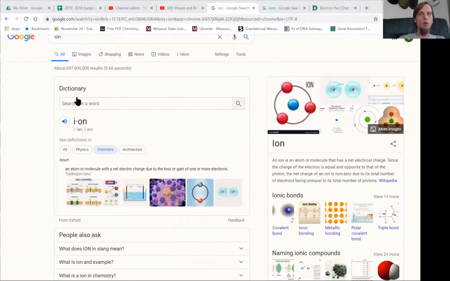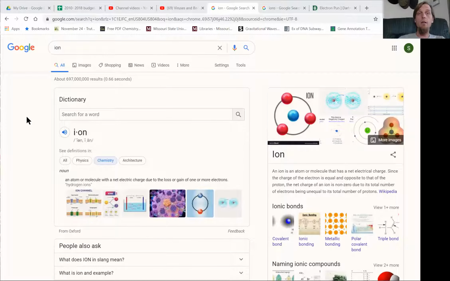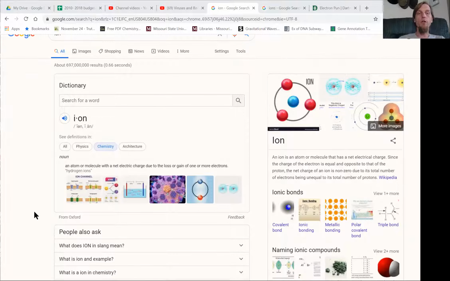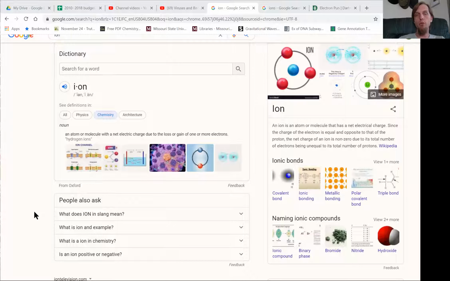So once again, a quick Google of ion. Now, ion actually has a few more meanings in different contexts than isotope does. So here I clicked the filter for chemistry. And in chemistry, what we're referring to is a charged particle. That's all that is. An atom or molecule with a net electric charge. Why would it have an overall electric charge? Due to the loss or gain of one or more electrons. And the charge you have is proportional to how many electrons you lost or gained.